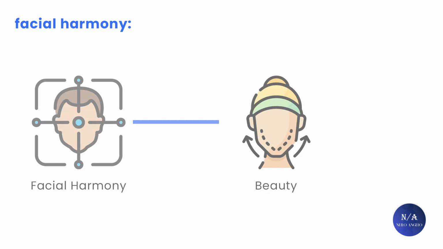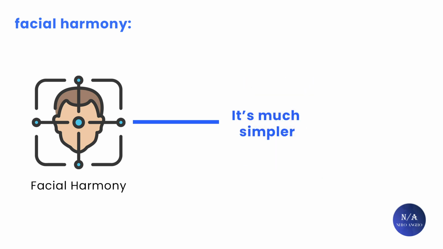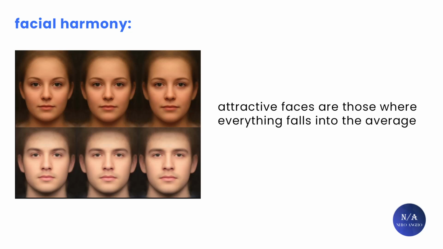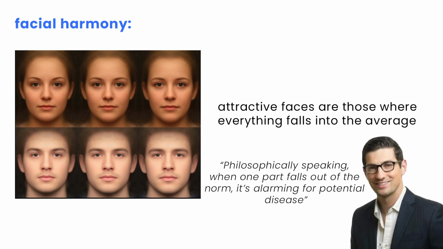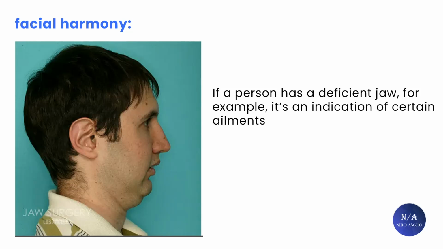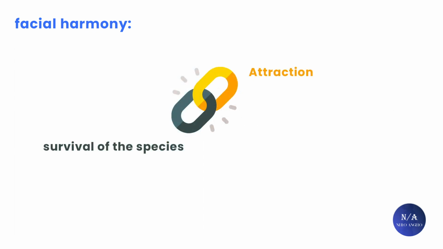When we think of facial harmony, most of us think about beauty, but it's really much more basic in every sense than that. It really comes down to the fact that the most attractive faces are those where everything falls into the average. Dr. Jason explains, philosophically speaking, when one part falls out of the norm, it's alarming for potential disease. If a person has a deficient jaw, for example, it's an indication of certain ailments, he adds. And when it comes to attraction, it's all about survival of the species.